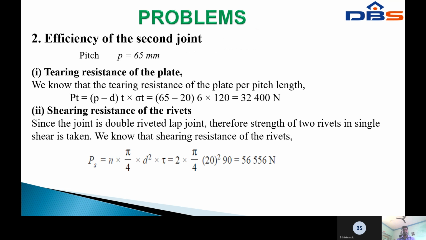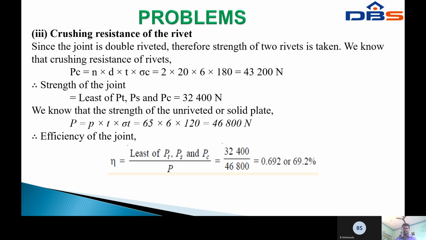Now the efficiency of the second joint. The pitch p equals 65 mm, already given in the problem. Same procedure. First of all, we calculate the tearing resistance, next shearing, next crushing. First, tearing resistance: Pt equals p minus d into t into sigma t, that equals 32,400 newtons. Next, shearing resistance of the rivets: Ps equals n into pi by 4 into d square into tau, that equals 56,556 newtons. Next, crushing resistance: Pc equals n into d into t into sigma c, that equals 43,200 newtons.